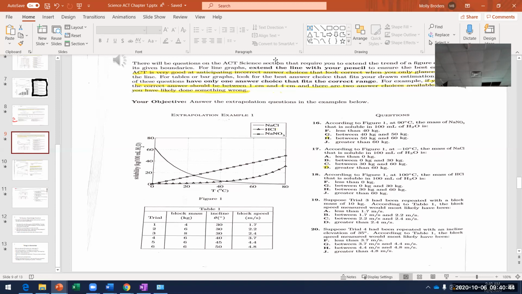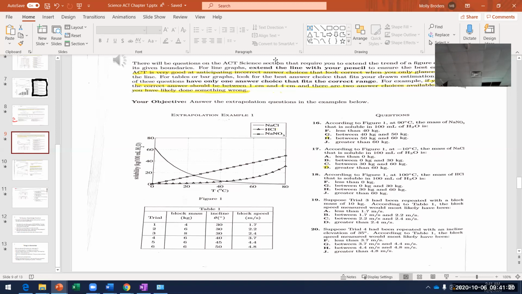Okay, look at the last one. Suppose trial 4 had been repeated. So we look at trial 4, we have a block mass of 6, we have an incline of 40, and we have 3.7. If it had been repeated with an elevation of 35, we see that as incline is increasing, so is speed. So if the elevation was less, 35 degrees, what would the speed measured most likely have been? What'd you put, Sophie? F is correct, less than 3.7 meters per second.